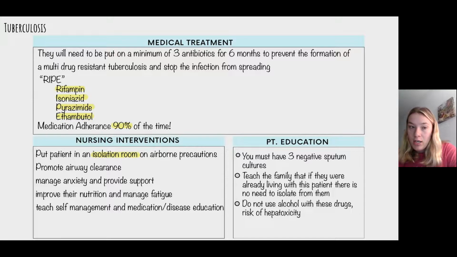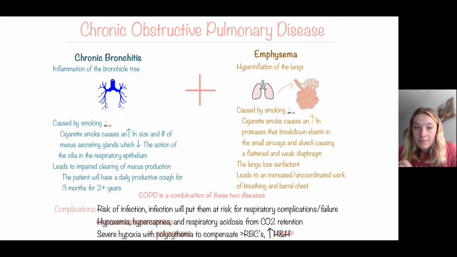So how are we going to educate our patient if they're taking rifampin, isoniazid, pyrazinamide, ethambutol? What are they looking for? Some of those meds might cause some orange secretions, so we want to educate our patient on that so they're not calling us, freaking out. They're not showing back up in the ER saying, I'm crying and it's orange. So please, please, please review your medication, your medical treatment for this disease process. So now we're going to talk about COPD.